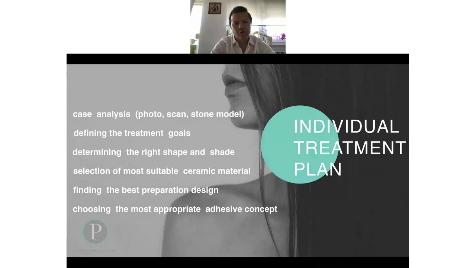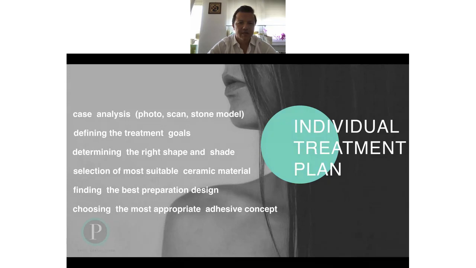What are my treatment goals? Is it male or female? What shape of tooth will I choose? What color is the best for these patients? I would like to do a good selection between all the ceramic materials which I can use.